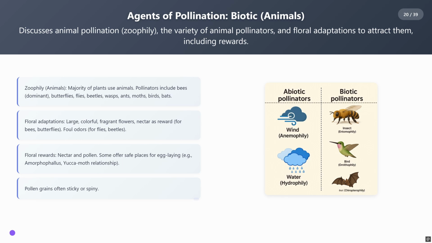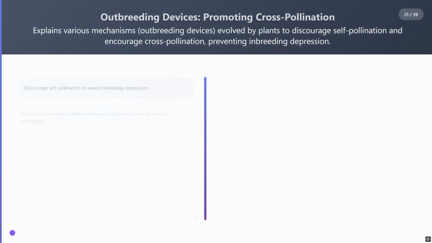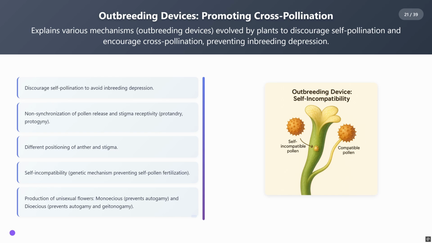They must have some strategies, some clever tricks up their floral sleeves. You're absolutely right. Continuous self-pollination, as we mentioned, can lead to inbreeding depression, reduced fitness, vigor, and fertility. So flowering plants have evolved several clever mechanisms called outbreeding devices, specifically to discourage self-pollination and actively promote cross-pollination. Okay, what are some of these devices?